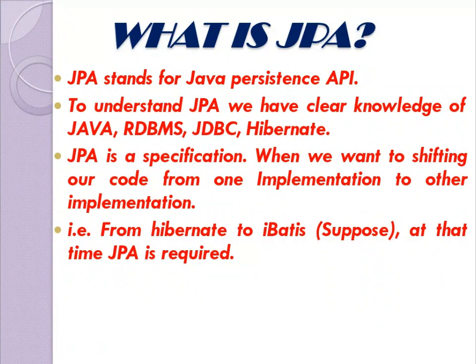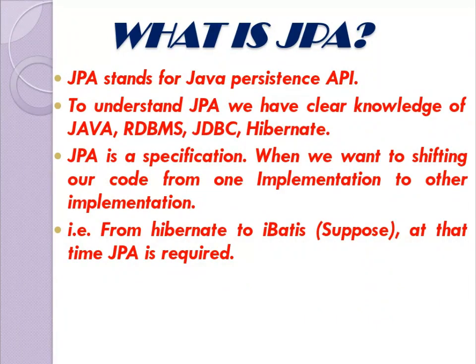Suppose we have built our application with only Hibernate, without using JPA, but after some time we want to change the ORM tool from Hibernate to another ORM tool like iBatis or TopLink. At that time it is very difficult to change the Hibernate configuration to iBatis, and we need to write all the iBatis configuration instead of Hibernate. It is a tedious task.